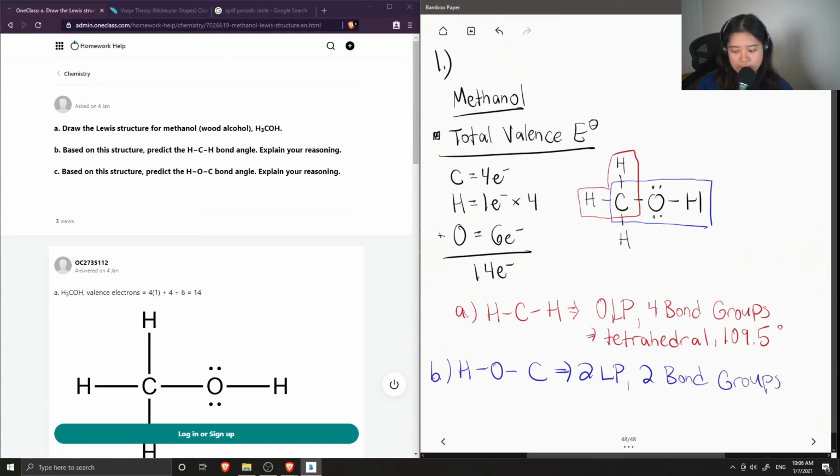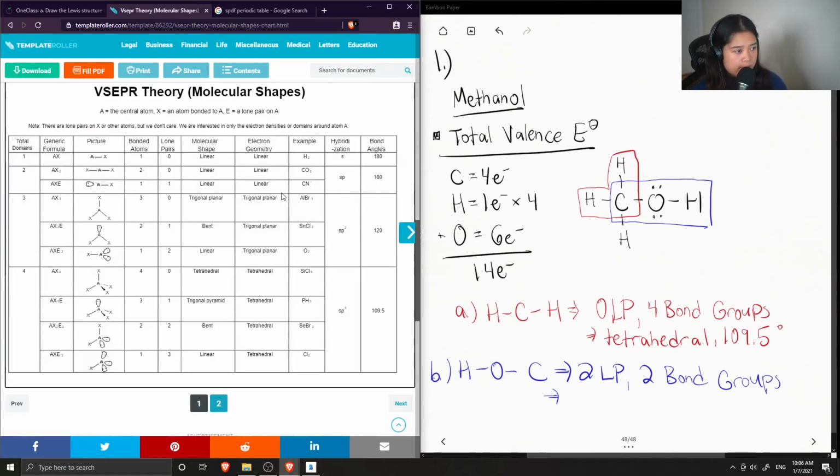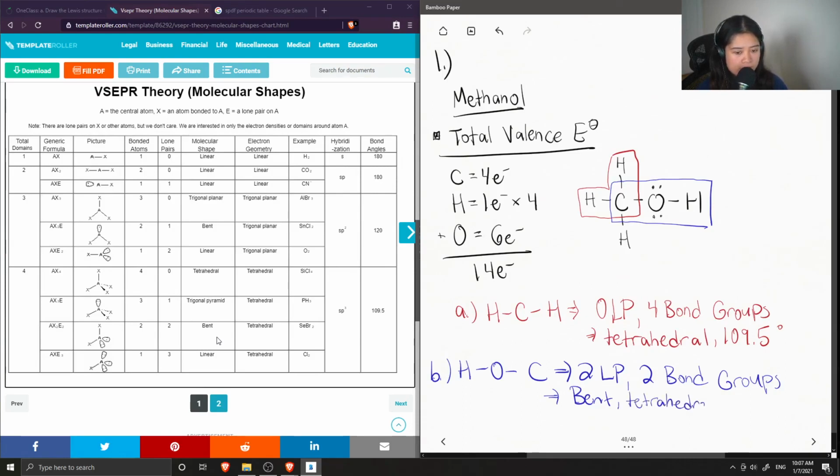So again, we can look at our VSEPR table, and you can find it here. When we have 2 lone pairs and 2 bond groups, we have a bent molecular shape. The electron geometry, however, is also tetrahedral. So its bond angle is still 109.5 degrees.